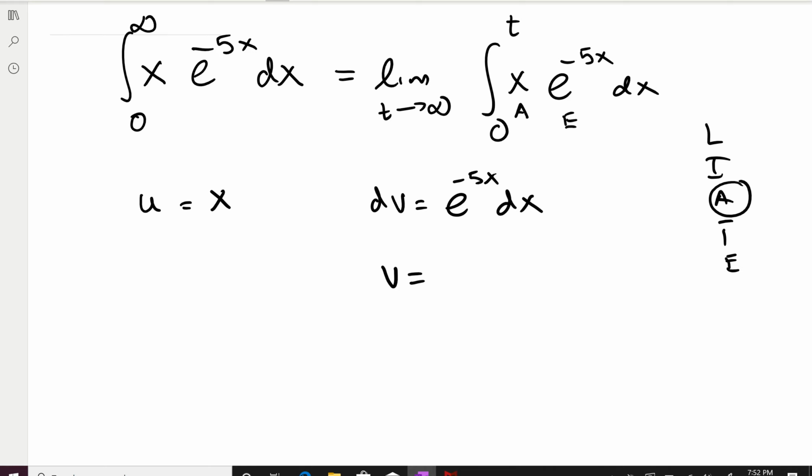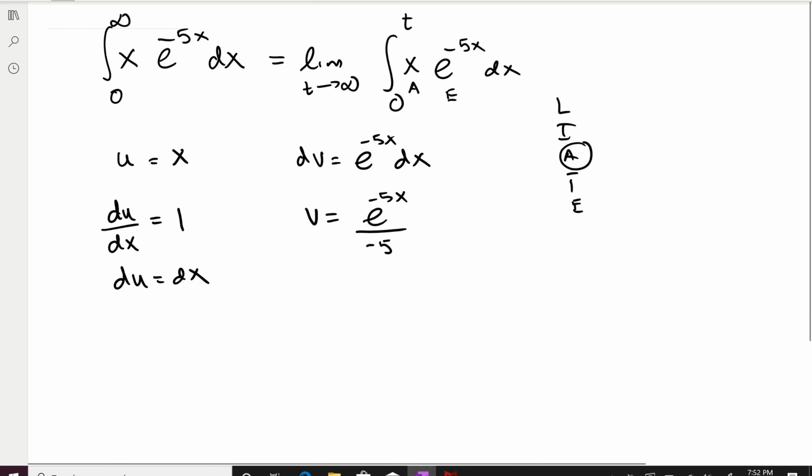So dv is e to the negative 5x dx. If you integrate e to the negative 5x, that's v, which is e to the negative 5x divided by negative 5, because we took the integral of e to the negative 5x. Now let's find du over dx. The derivative of x is 1, so du is dx.